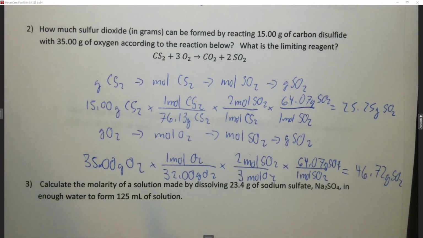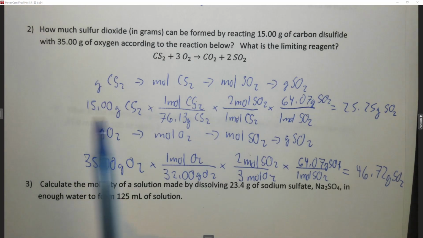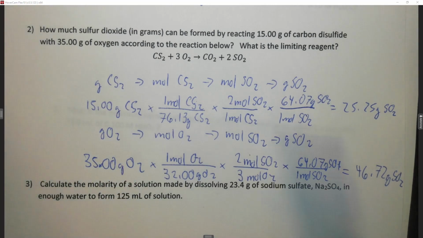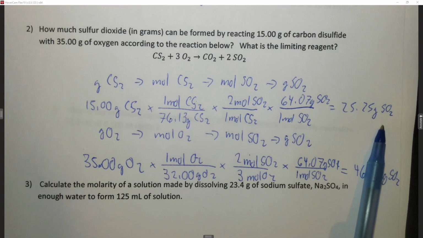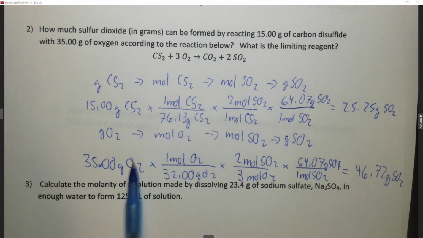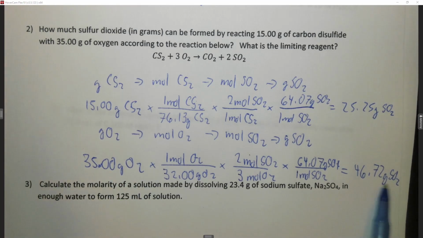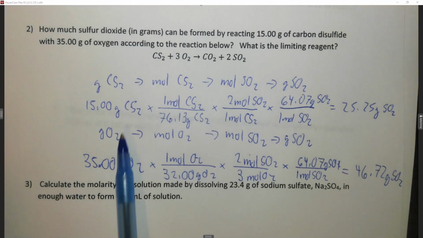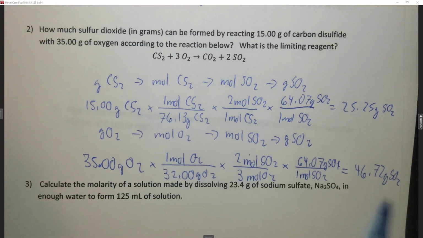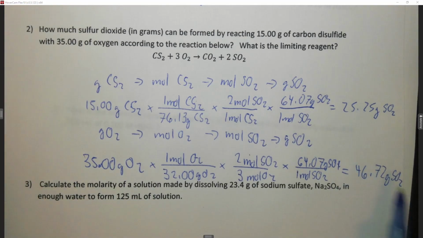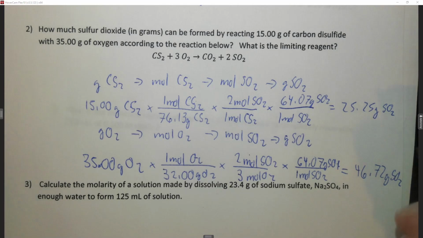All right, so we did a whole bunch of math, and we got some numbers. What do these numbers mean? Well, these numbers mean that if we use all 15 grams of CS2, we'll make 25 grams of SO2. If we use all 35 grams of O2, we'll make 46.72 grams of SO2. But here's the problem. We don't have enough CS2 to make all these grams of SO2. Why? Because if we use all of it, we can only make 25 grams.